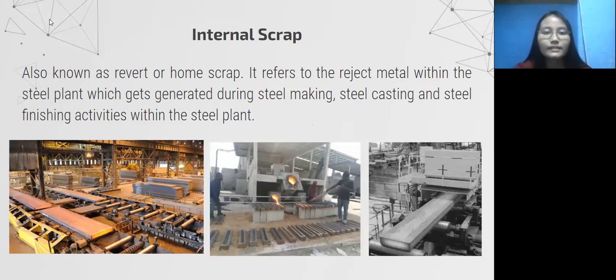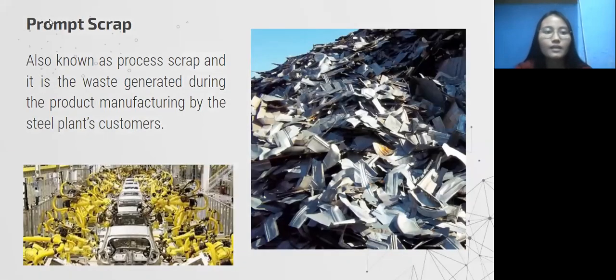The first one, internal scrap, also known as revert or home scrap. It refers to the reject metal within the steel plant, which gets generated during steel making, steel casting, and steel finishing activities within the steel plant. From scrap, also known as process scrap, is the waste generated during product manufacturing by the steel plant customers.